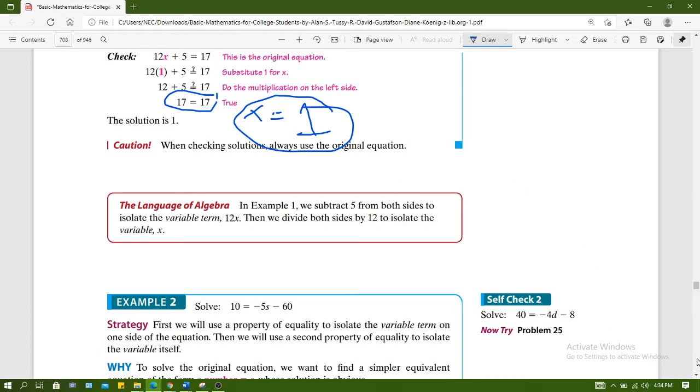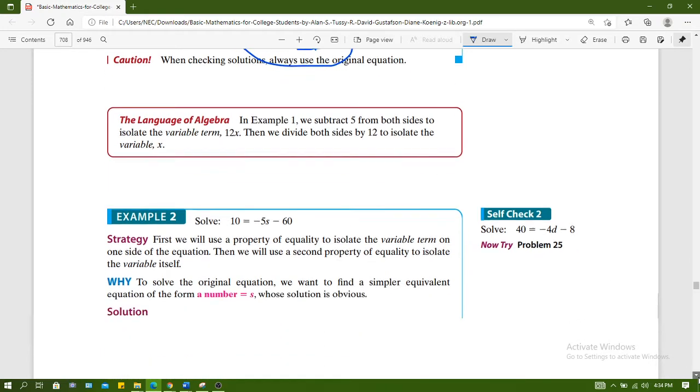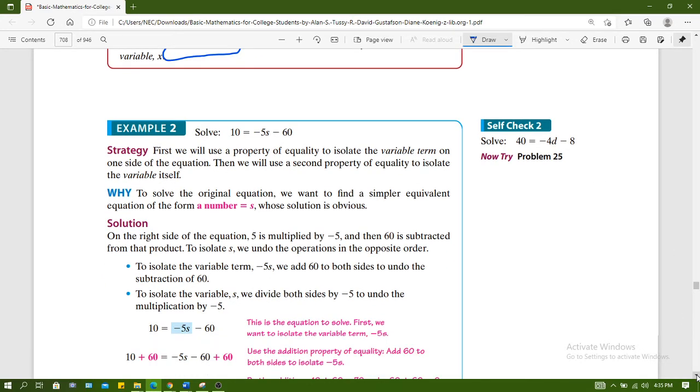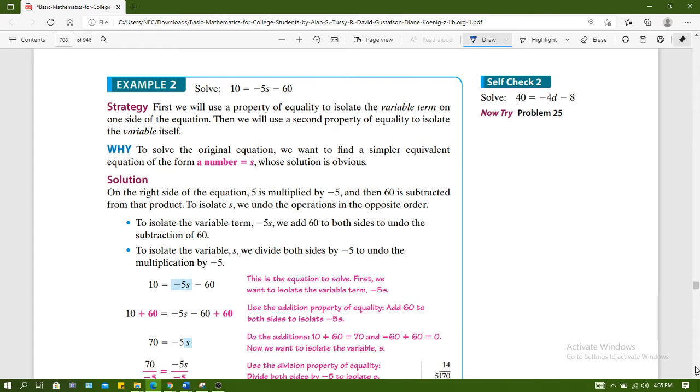So, let's have this language of algebra. In example 1, we subtract 5 from both sides to isolate the variable term, which happened to be 12x. Then we divide both sides by 12 to isolate the variable x. I hope you have paused the video to solve for the self-check number 1. Now, let's proceed with example number 2.